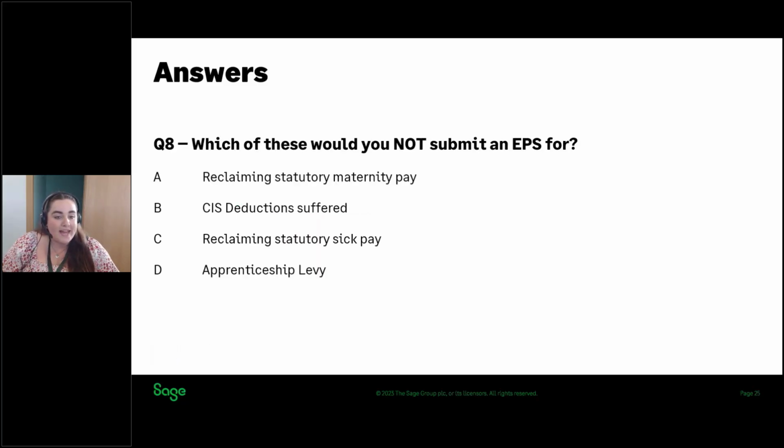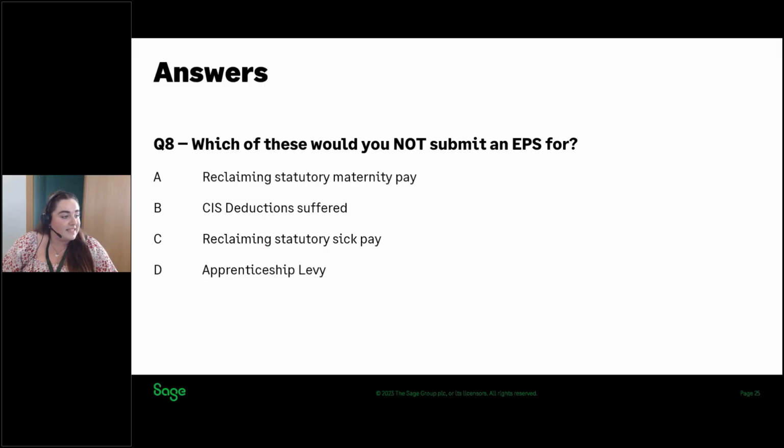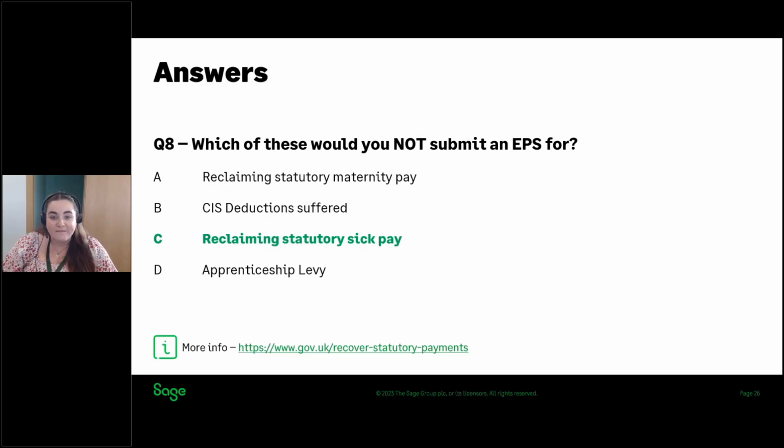So question number 8, we'll see what you all thought with that one. And it was, which of these would you not submit an EPS for? So 23% have said CIS deductions suffered. 69% of you have said reclaiming statutory sick pay, and 8% have said apprenticeship levy. So a little bit of a mixed answer there. But the correct answer is reclaiming statutory sick pay. So well done. This was a little bit of a trick question, really.